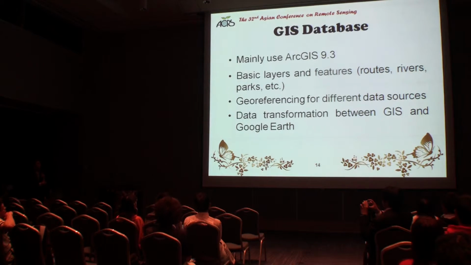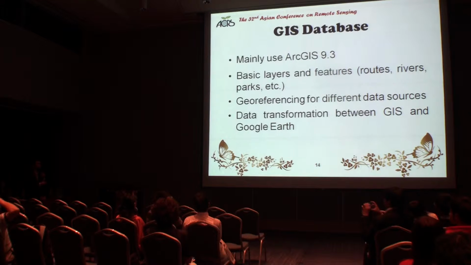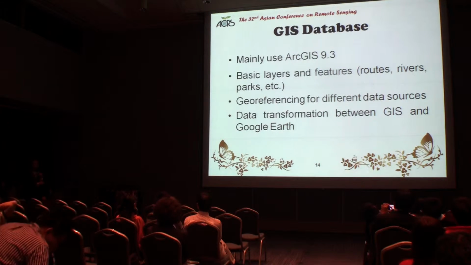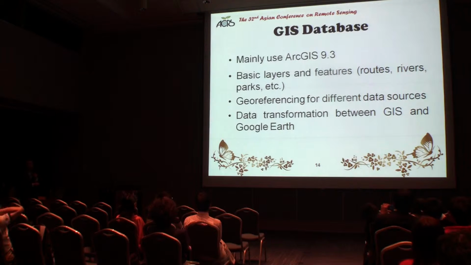But if we want to do more analysis, we have to create the database in GIS. We mainly use ArcGIS version 9.3. The database includes basic layers and features like roads, rivers, parks, satellite image, even the DTM. Of course, if there are existing different data sources, we have to do georeferencing. Most importantly, the point, line, and polygon data in GIS can be transformed to Google Earth data.